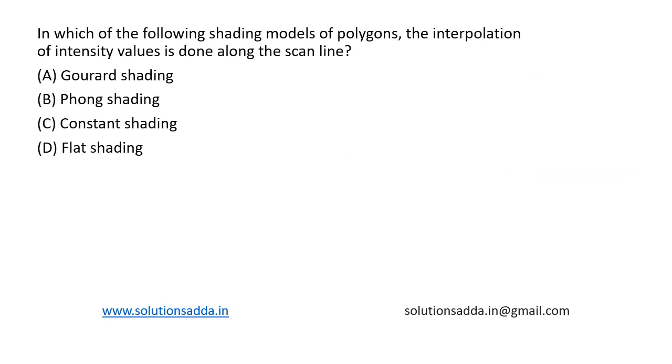This is a question from computer graphics. In which of the following shading models of polygons, the interpolation of intensity values is done along the scan line? 4 options are given. The right answer is option A, Gouraud shading. In this method, intensity levels are calculated at each vertex and interpolated across the surface, and the intensity values for each polygon are matched with the values of adjacent polygons along the common edges. This eliminates the intensity discontinuity that can occur in flat shading. So option A, Gouraud shading is the right answer.